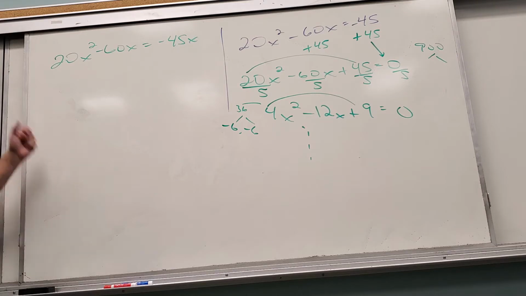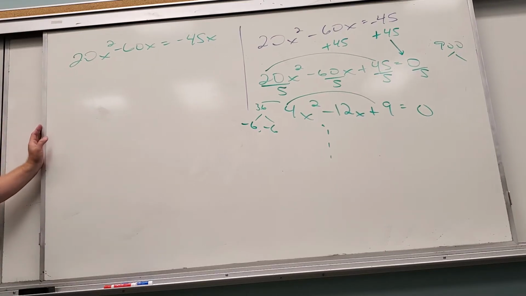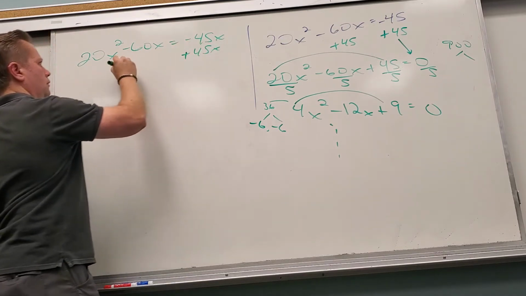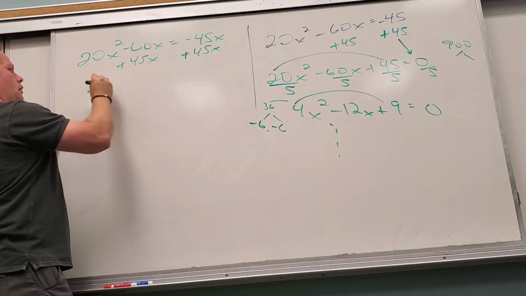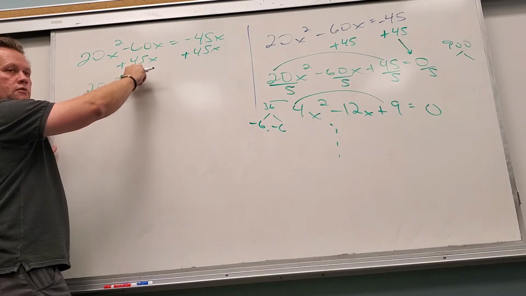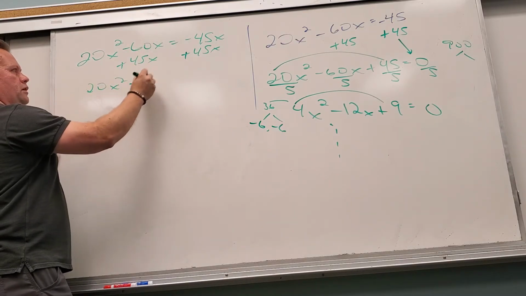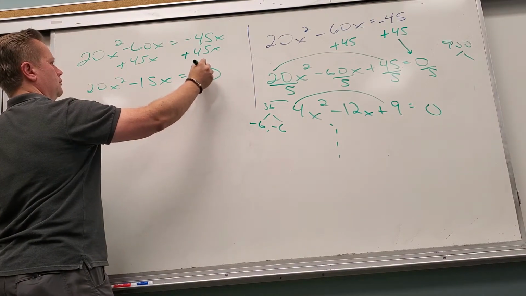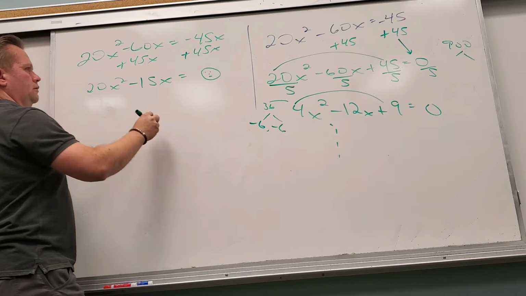Same step, same first step sort of, but now what am I gonna add? 45x. Now these are like terms. So what does that become? 15x. Minus 15x.